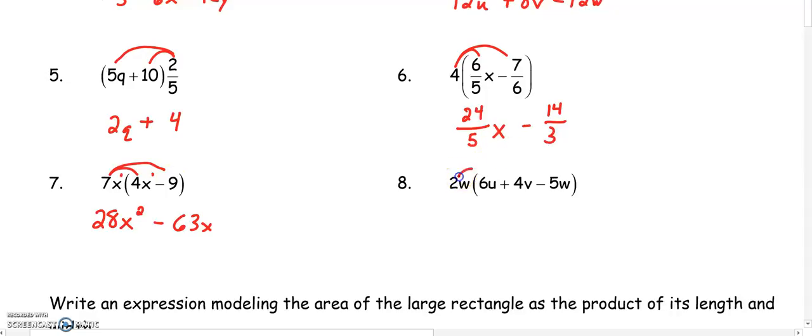In number 8, when I distribute 2w to each term, if the variables are not the same, you're just going to write them next to each other. So in the first two terms, 2w times 6u, those are different letters. So I get 12uw. 2w times 4v gets us 8vw or wv. It doesn't matter the order of your letters. The last one now, my w's are the same, so the exponent's going to increase. So 2 times negative 5 is negative 10w squared. Because remember, if there's no exponent there, it means they have an exponent of 1. So 1 plus 1 would get us our 2.